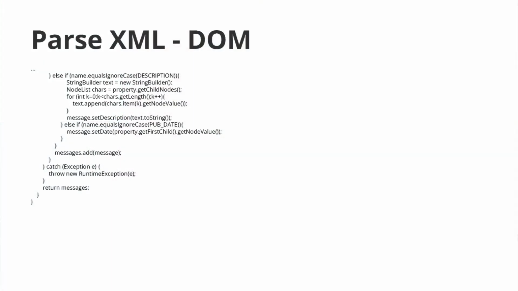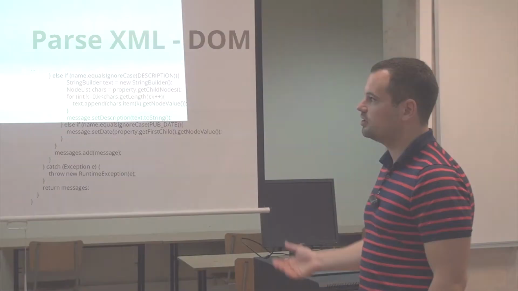This was the end of the parser. The description, the pub date, this is just another text, and again we add the message into the messages list, and at the end we just return the messages.